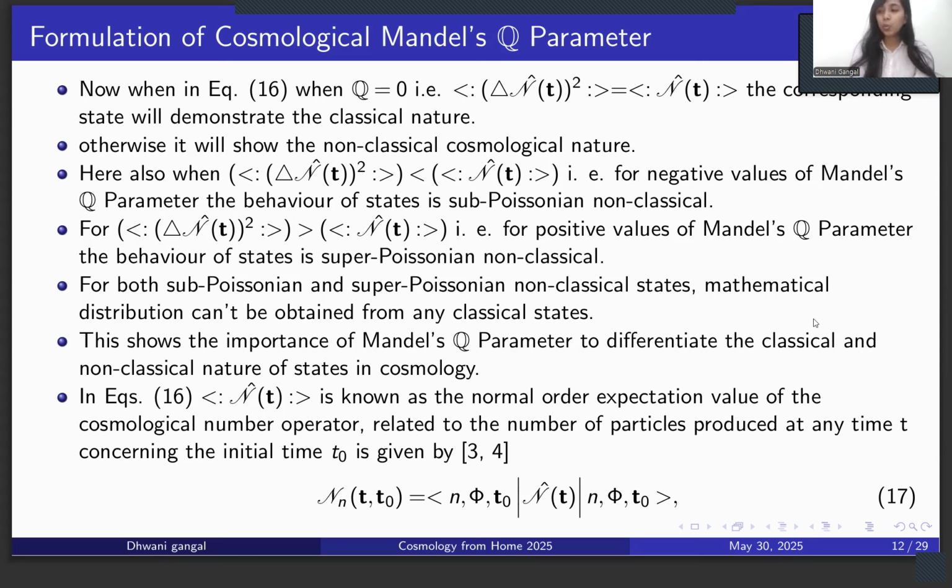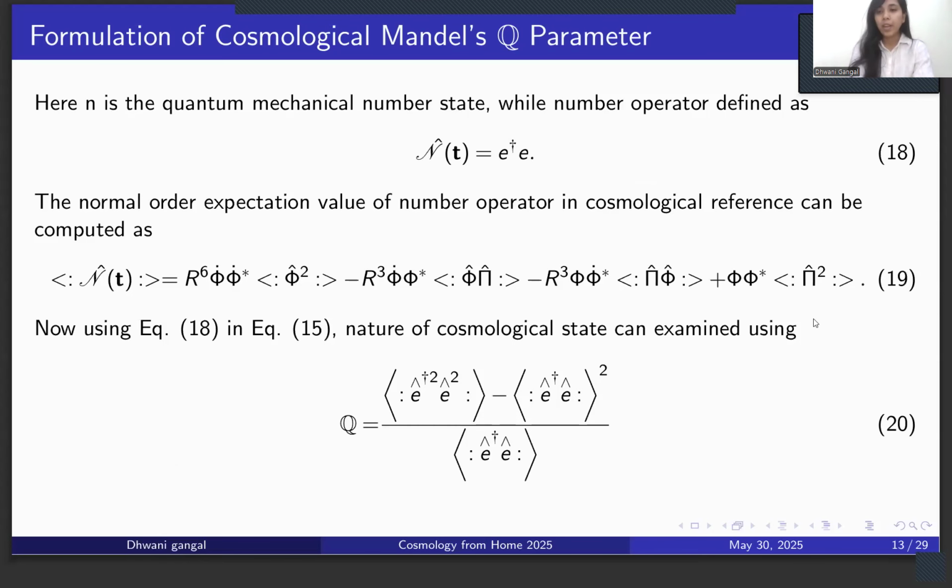So we evaluate Mandel's Q parameter using the normal-ordered second moment of the number operator, built from creation and annihilation operators expressed in terms of phi and pi. Here phi is our conjugate position, and pi is our conjugate momentum. Equation number 19 captures the non-classicality signatures through high-order quantum statistical moments.